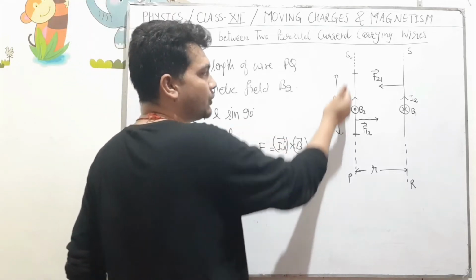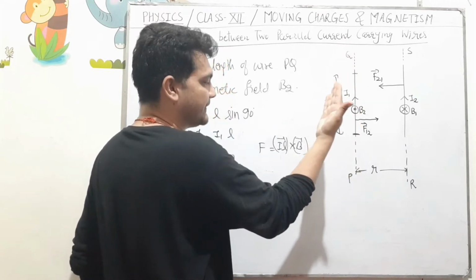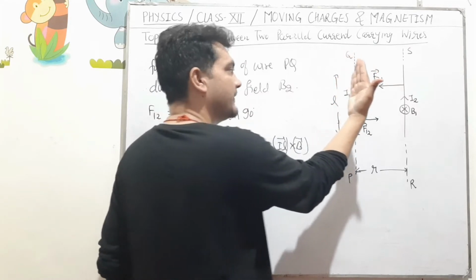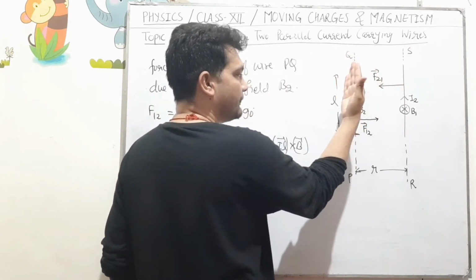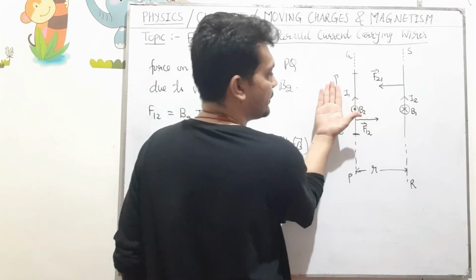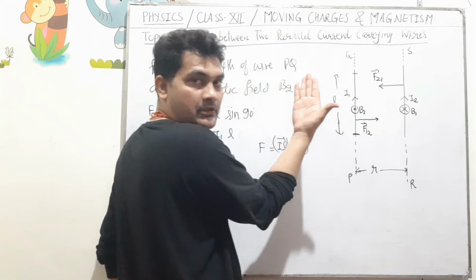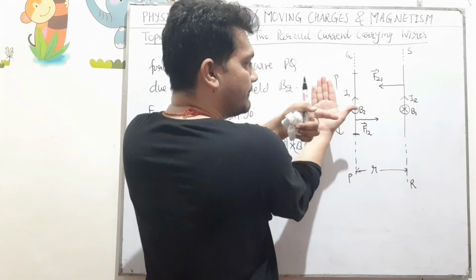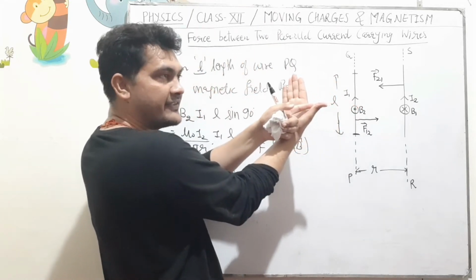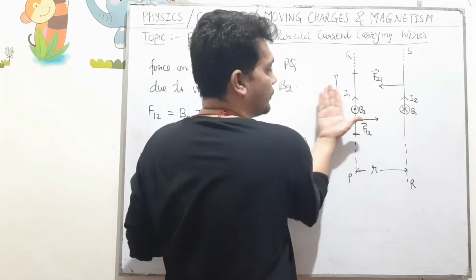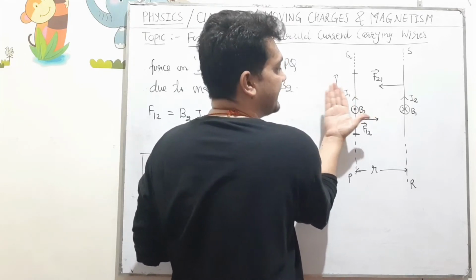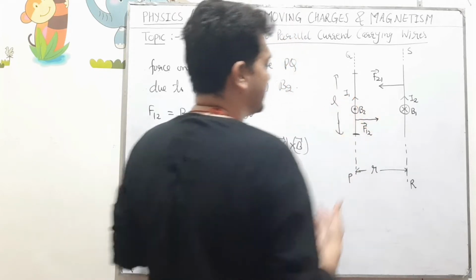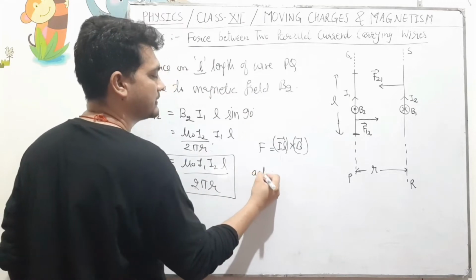So if we are looking for the direction of force on wire PQ, then keep the fingers in the direction of current. Current is in the upward direction, so I am keeping these fingers upward, and the palm in the direction of the field, and the field is in the outward direction, therefore I am keeping the palm outward. So fingers in the direction of current, palm in the direction of the magnetic field, then the stretched thumb gives the direction of force. You can see that the force is towards the second wire, towards the right-hand side. So this is the direction of force on wire PQ. It is rightward.